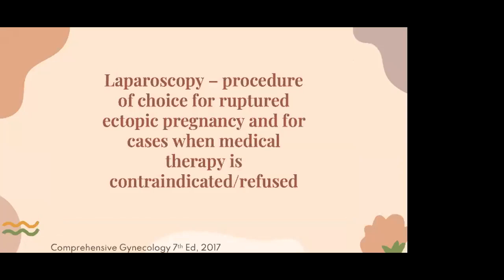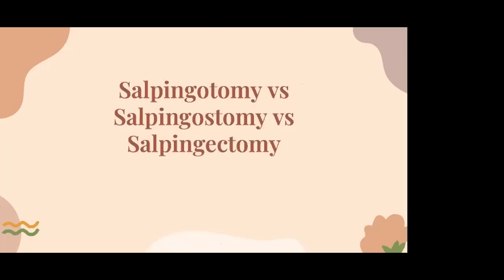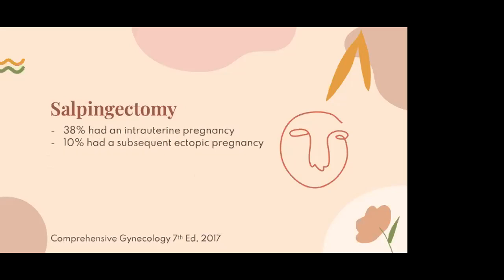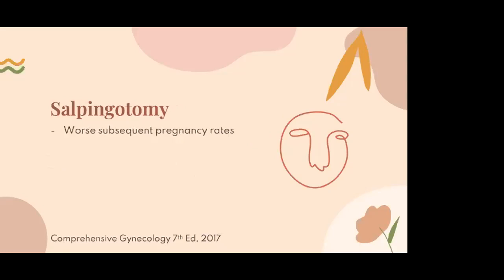Laparoscopy is the procedure of choice for ruptured ectopic pregnancy and for cases when medical therapy is contraindicated or refused by the patient. There has been a controversy whether salpingotomy, salpingostomy, or salpingectomy is better in the surgical management of ectopic pregnancy, as there is still a lack of randomized controlled trials. Salpingostomy is associated with an increased rate of retained trophoblastic tissue. However, when they checked the subsequent intrauterine pregnancy in patients who underwent salpingostomy, they found that 60% of cases had an intrauterine pregnancy and 15% had a subsequent ectopic pregnancy, as compared to those who underwent salpingectomy, where only 38% had an intrauterine pregnancy and 10% had a subsequent ectopic pregnancy. Salpingectomy has the worst subsequent pregnancy rates.